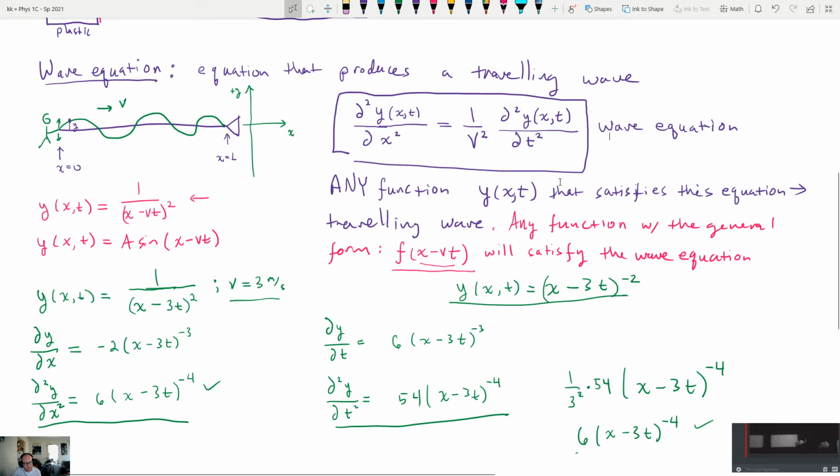It is a very impressive idea that any traveling wave can be described by one equation. That's pretty amazing. Now, this only works for... I think I left out one detail here. I believe this only works for transverse waves.